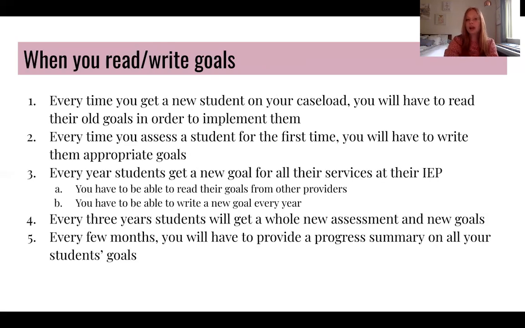So when you read and write goals, every single time you get a new student on your caseload, you're going to have to read their old goals, right? Because if I get a brand new kid, I don't know who they are, I don't know their background, I don't know what they've been working on, what their progress is. And so the best way that you can get a picture of what you're going to be doing with them is by looking at their goals, looking at their long-term goal, looking at the short-term goals, so that when you start working with them, you can kind of test and see, hey, are they at this level?